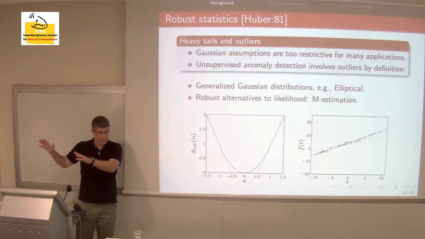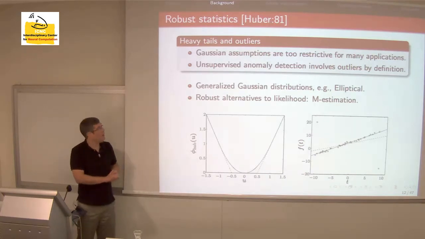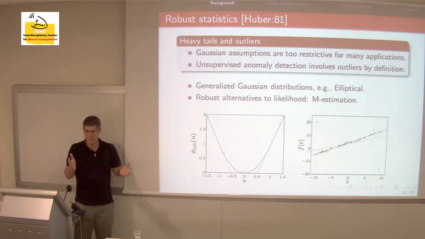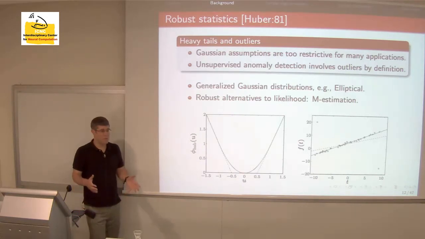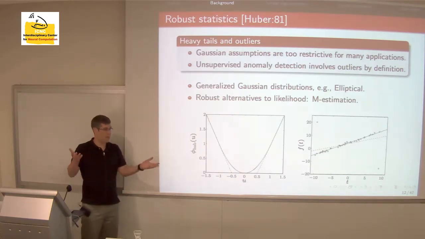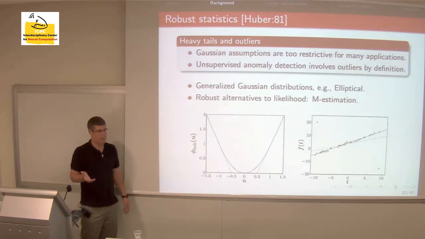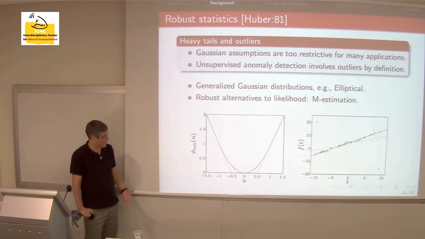Now there's the other issue, right? The heavy tails and the outliers. Again, I don't think I need to convince you that Gaussianity doesn't really hold in many examples. Outliers are also very common in many problems these days. The standard solution in statistics to this is robust statistics by Huber. And the idea is, instead of taking the Gaussian distribution, take a generalized version of it. For example, elliptical distributions are a bigger class of distributions.